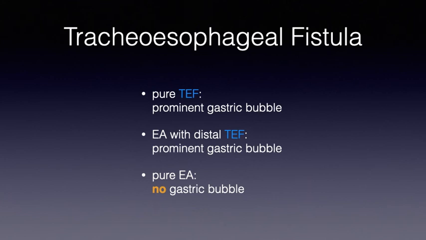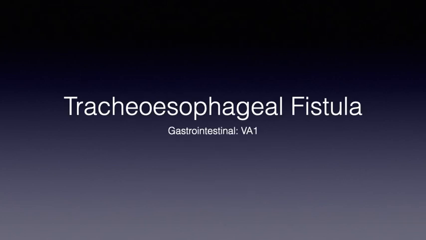Finally, as long as there's a tracheoesophageal fistula, there will be a prominent gastric bubble, more air than usual. If there's actually no tracheoesophageal fistula and it's just an isolated esophageal atresia, there will actually be no gastric air at all. And no air means less than usual. Okay, that's it for this one.